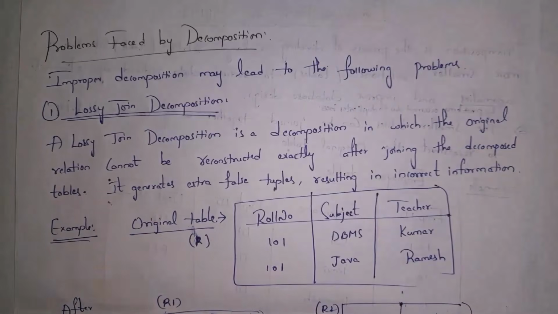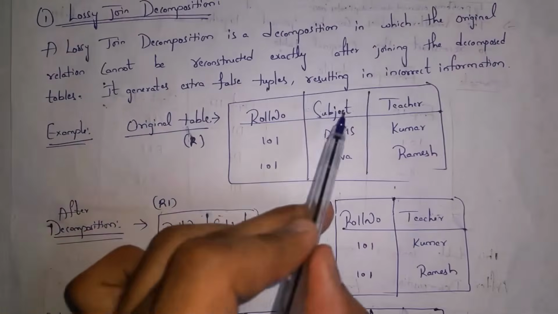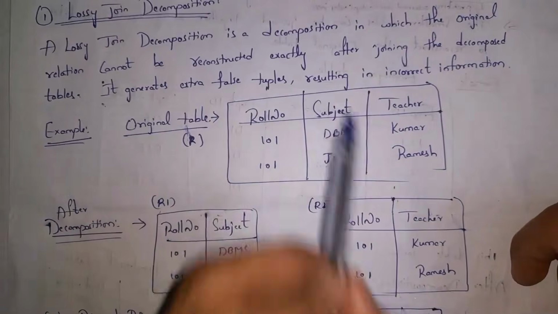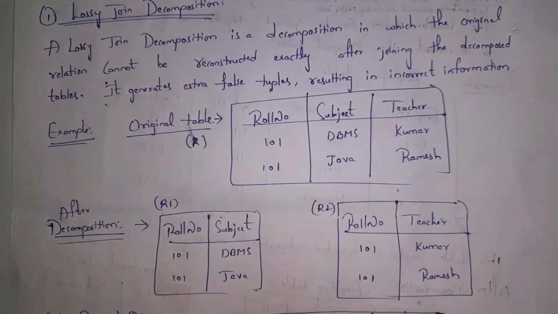For example, this is original table which contains roll number, subject and teacher columns and these are two rows. Let original table name be R. I will perform decomposition on this table. That is nothing but I will divide this table into two parts. Let's say one table is R1 and next table is R2. So first table contains roll number, subject and second table contains roll number, teacher. Let's for example, I will give these two decomposed tables to some other person in order to reconstruct again, as that person doesn't know how original table looks like.